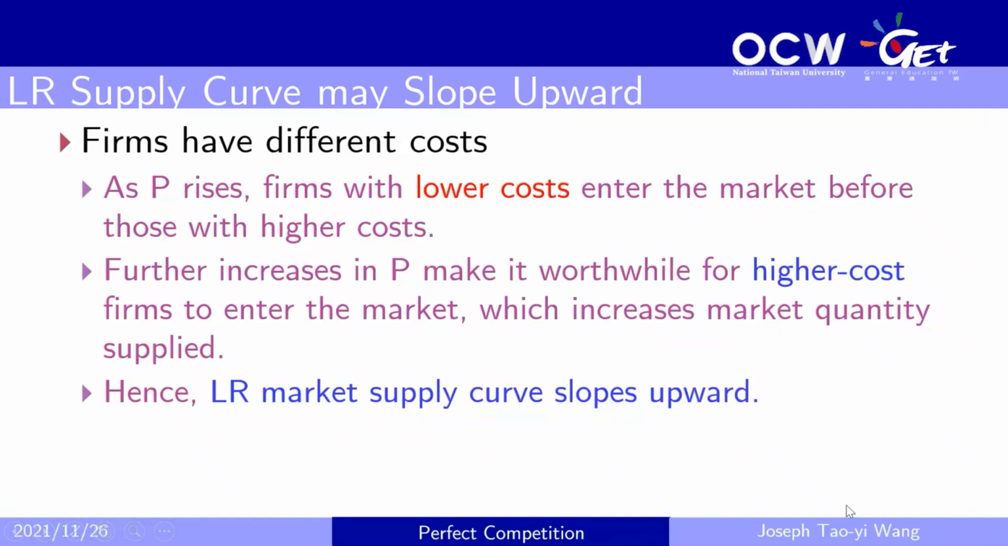And in that case, low-cost firms will be earning a profit in the long-run equilibrium because they have a lower cost than the other guys. But the marginal firm is still going to earn zero profit.